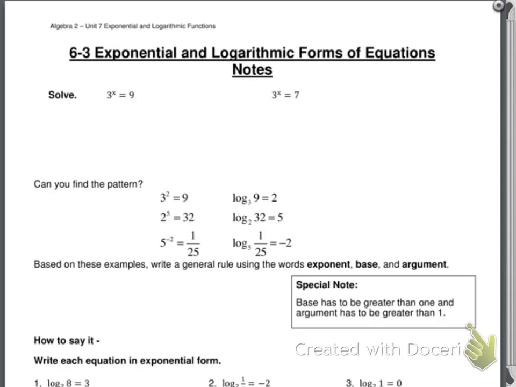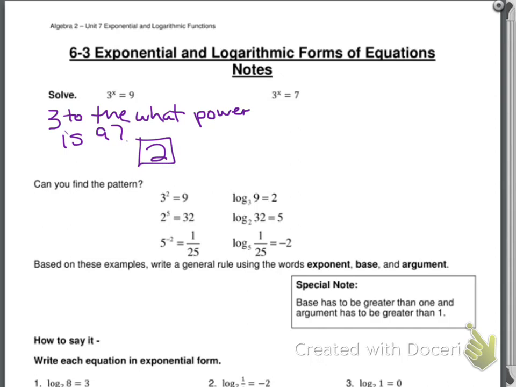So in this first problem, I have 3 to the x power equals 9. So the question you should ask yourself is, 3 to the what power is 9? Okay, and that's an easy one. What is it? 2. So 3 squared equals 9.